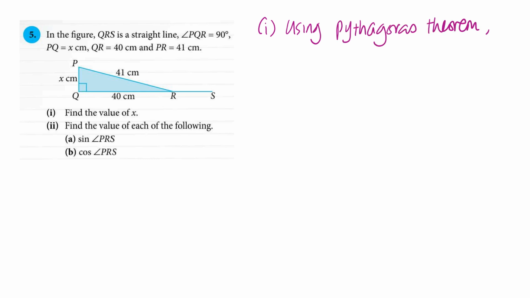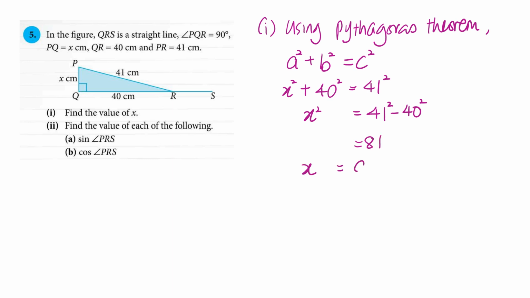For part 1, we can just use Pythagoras theorem, which is a squared plus b squared equals c squared. We substitute a to be x and b to be 40. So that will be x squared plus 40 squared equals 41 squared. From there, we can find the value of x, which is 9 or negative 9. But since x represents the length of PQ, it has to be the positive value. So we reject negative 9. So that is part 1.